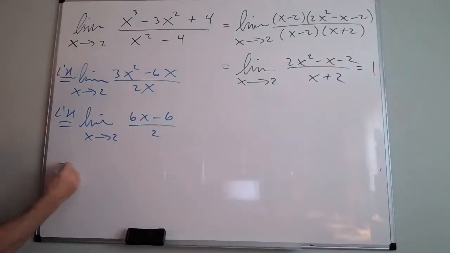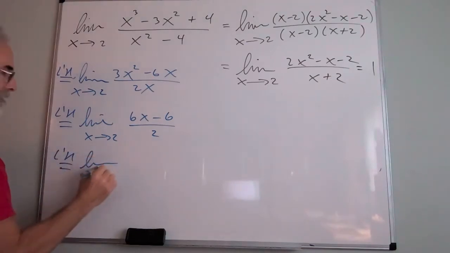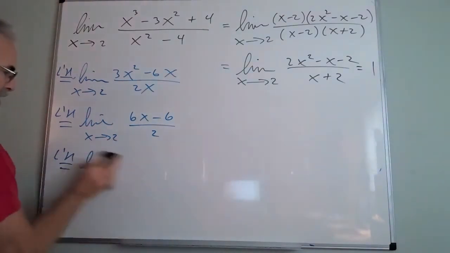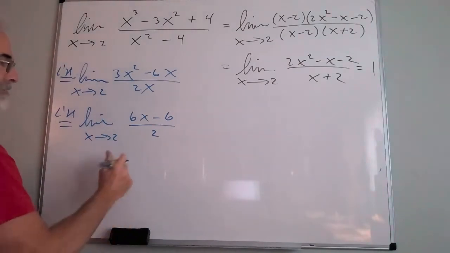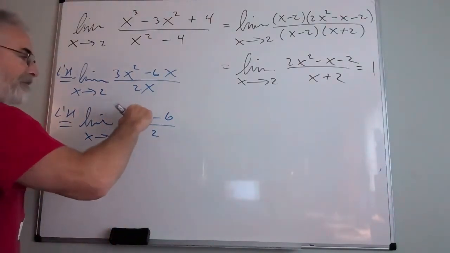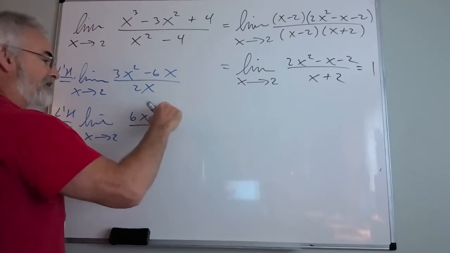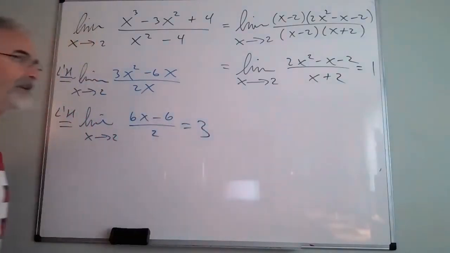And then, heck, I'll just L'Hopital that one again. Nope, can't L'Hopital it again because that would give me a 0 on the bottom. Oh, but I don't have to. I can evaluate. Great. And so I've got 6 times 2, which is 12. 12 minus 6 is 6. 6 over 2 is 3. Okay, great.